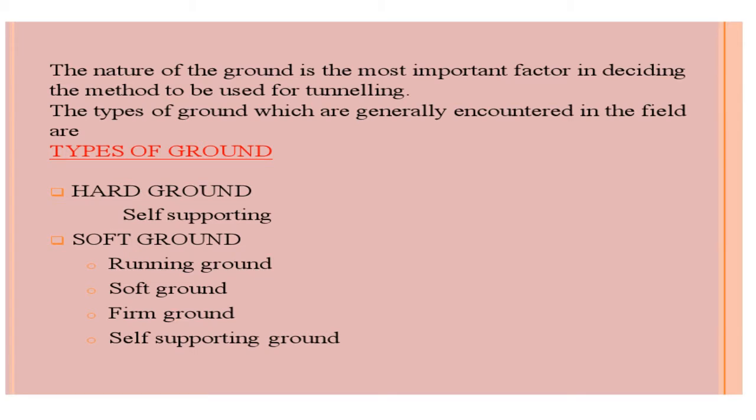The nature of the ground is the most important factor in deciding what kind of tunneling work or method is to be adopted. And usually the grounds encountered in the field include hard ground as well as soft ground. If it is hard ground, which we have already discussed, it will be self-supporting. There is no requirement to provide temporary structures which will prevent the soil or the ground from caving inside the tunnel. Now, if it is soft ground, again some classifications are there, which include running ground, soft ground, firm ground, and self-supporting ground.